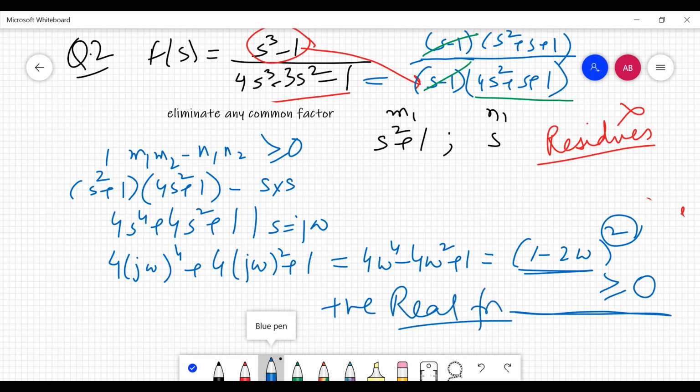Just by looking at it, you could have said that yes, this is not a positive real function. But the very first thing is you need to eliminate any common factor that is present there and then carry out your conclusions. So now let's come on to the last numerical.